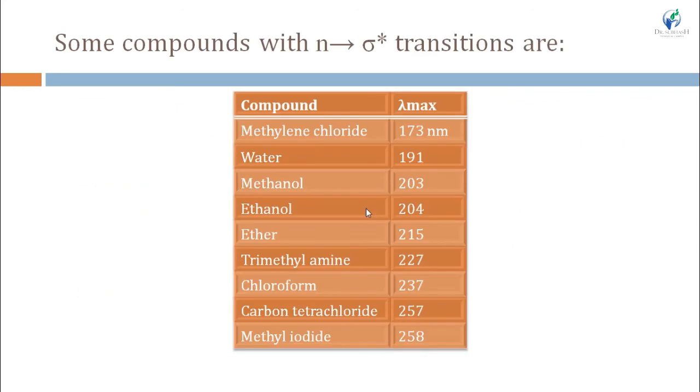Here are some compounds with n to sigma star transitions given with their lambda max. Methanol has lambda max 203, then ethanol has 204.